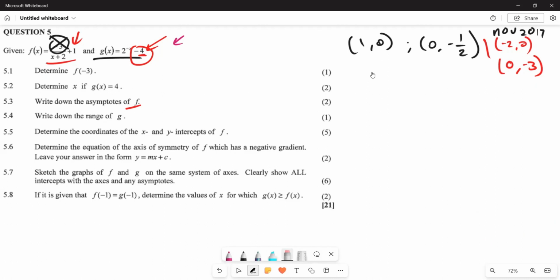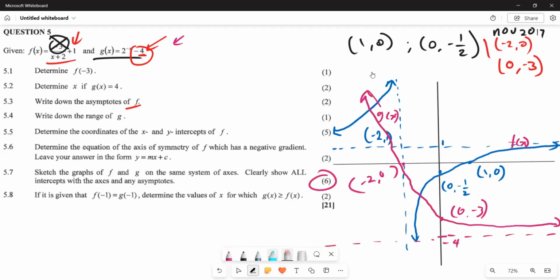Now let's see. The last question is, they say if it is given that f of negative 1 is equal to g of negative 1, determine where the graph of g of x is going to be greater than this particular graph. Now, let's see. Let me take back this graph and see what it is that you are required here. So let's say this is our graph. They say if your f of negative 1 is same as your g of negative 1, right?